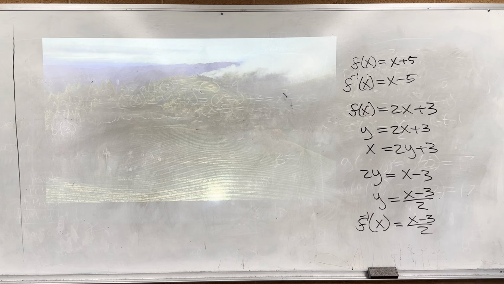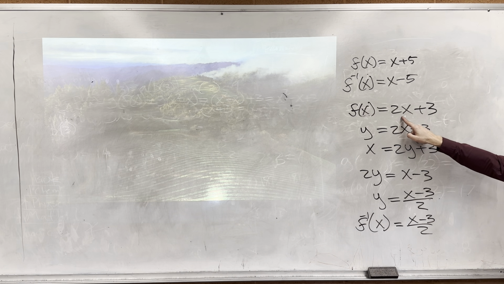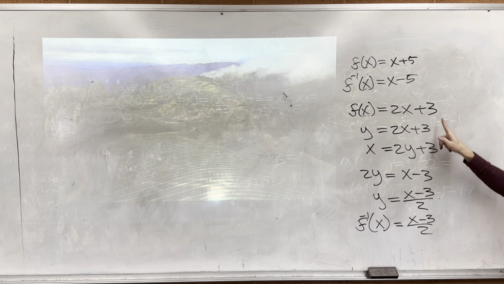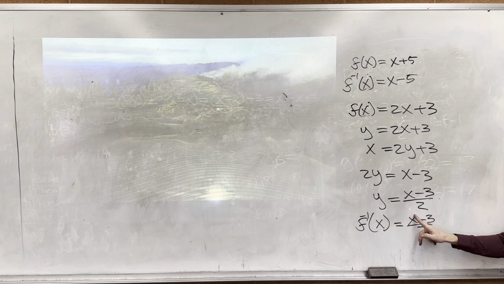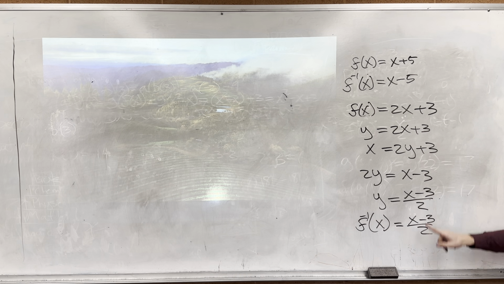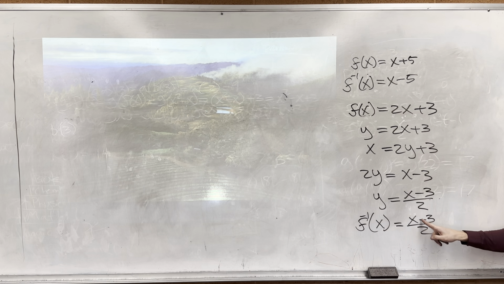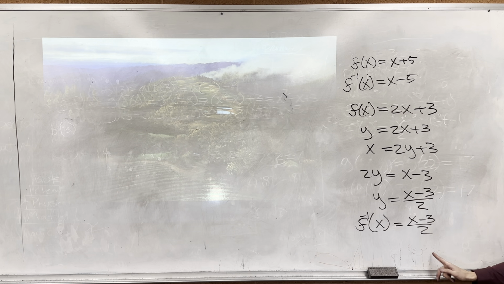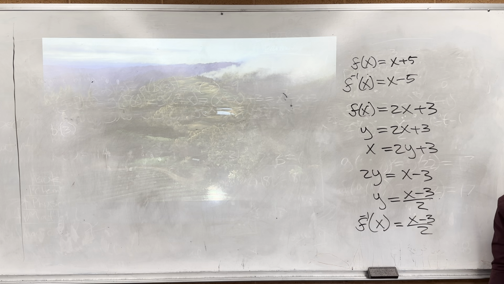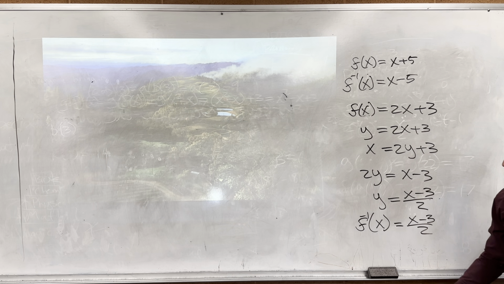And now I can say it in words, and you'd probably understand it. This is a function that doubled and then added 3. This is a function that first subtracts 3 and then cuts in half. So it undoes what this does. And notice that first this doubled, then added 3. So first this one has to minus 3 and then cut in half. It needs to do it in the backwards order. So that is a process where you can always calculate an inverse function.